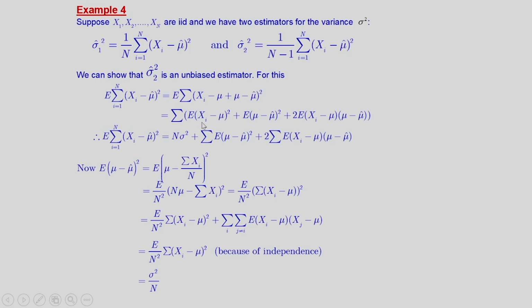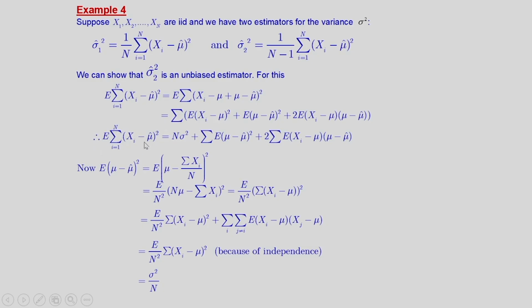First term will be E of xi minus mu whole square. The second term will be E of mu minus mu hat whole square, and then cross terms will be there twice, E of xi minus mu into mu minus mu hat. I know that this is IID, so there will be n such terms because of this summation.